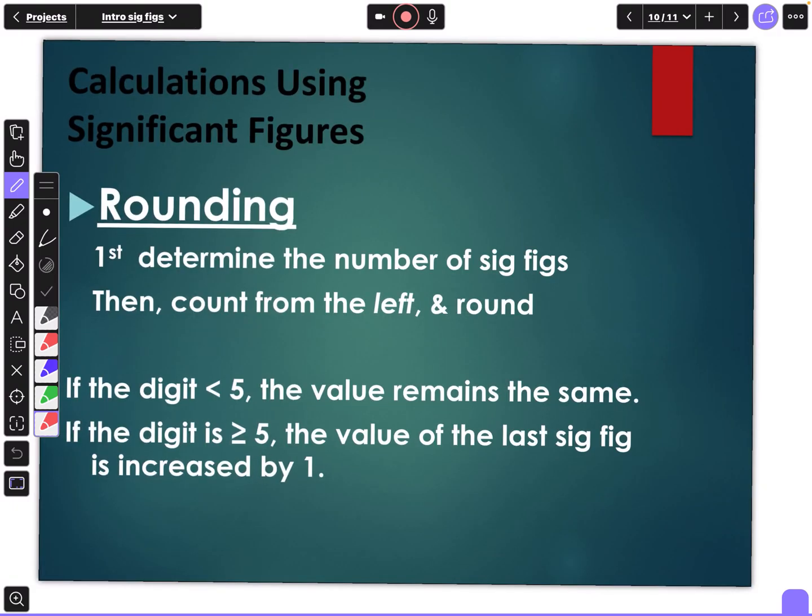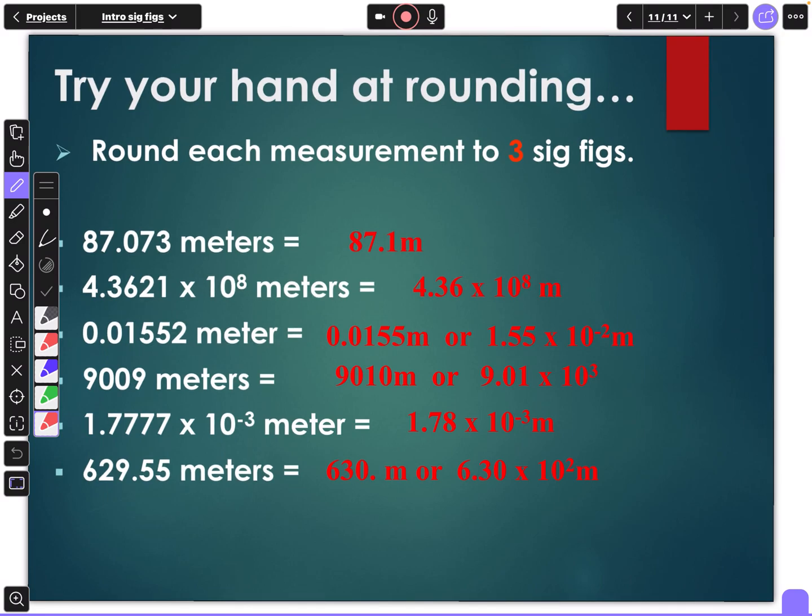All right, now we want to look at how we round numbers using significant figures. When you're rounding, first determine the number of sig figs and then count from the left and round. If the digit's less than 5, the value remains the same. If the digit is greater than 5, the value of the last digit is increased by 1. That's just basic rules of rounding. So if we look at these numbers, and we want to round each measurement to 3 significant figures, I have to remember my rules.